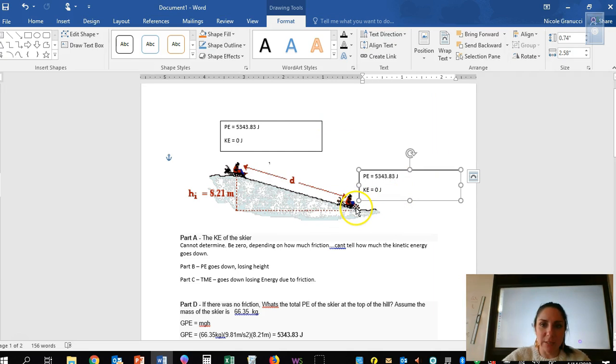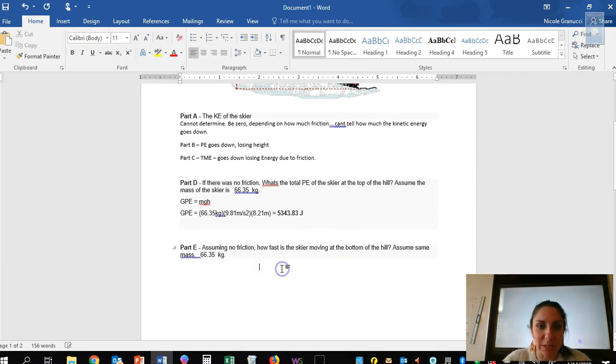what's happening is, at the bottom, you have no height anymore. So you have no potential energy. According to conservation of energy, and since there's no friction, all the energy at the top must equal the bottom. So you have all kinetic energy at the bottom, which means that we can find how fast you're going. We can do that by saying KE is 1/2 mv squared. And I hope you know that that is in fact squared.